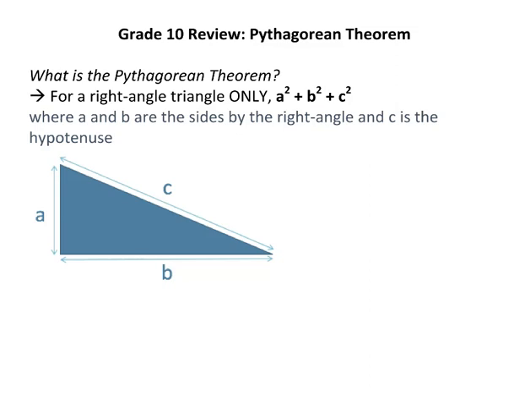So the next key skill we'll need is our Pythagorean Theorem. The Pythagorean Theorem works only for right angle triangles. So don't try and use the Pythagorean Theorem if you don't have a right angle triangle. So you have to have a right angle in here.